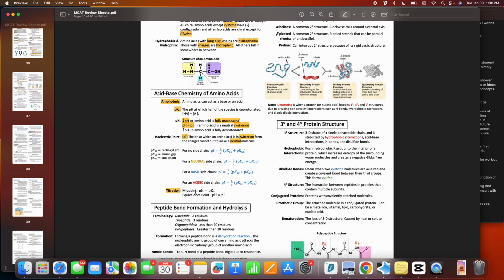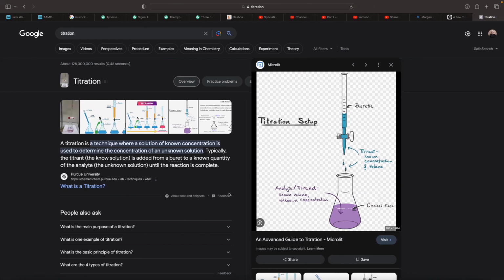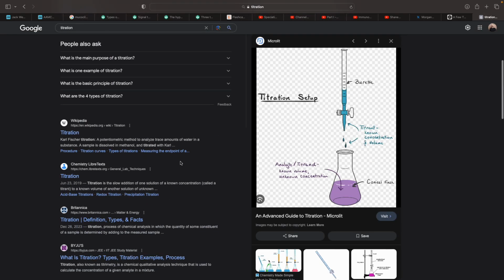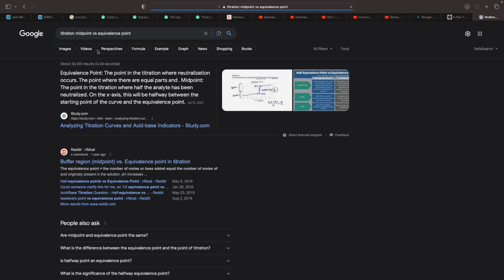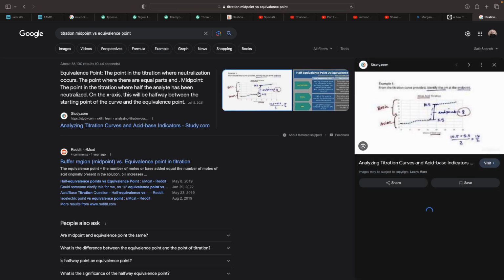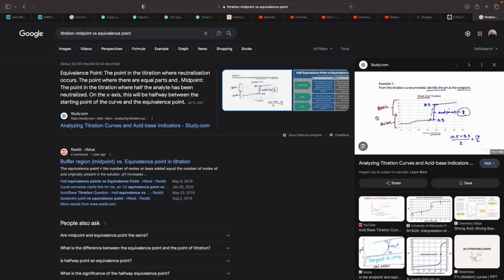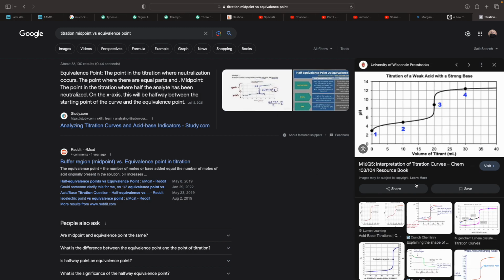So at midpoint, the pH equals pKa, and at the equivalence point, the pH equals pI. So what does this mean? Let's look at the titration midpoint versus equivalence point. There you go. From the titration curve provided, identify the pH at the endpoint. So the pH at the endpoint is 8 here, as we can see.